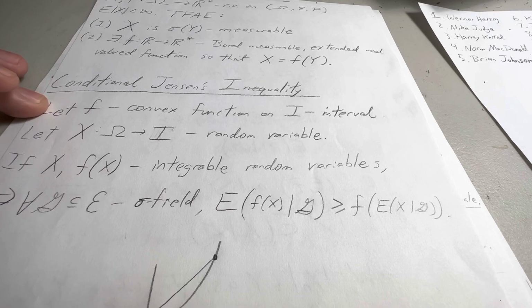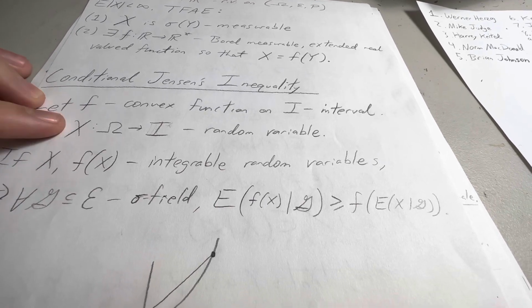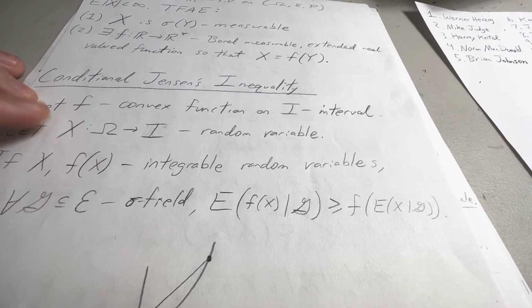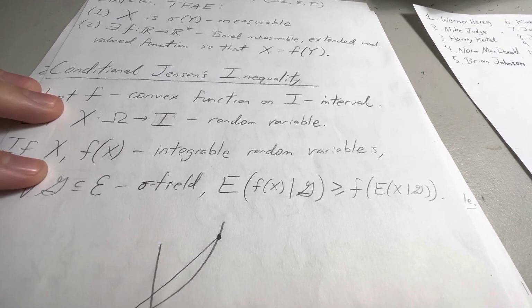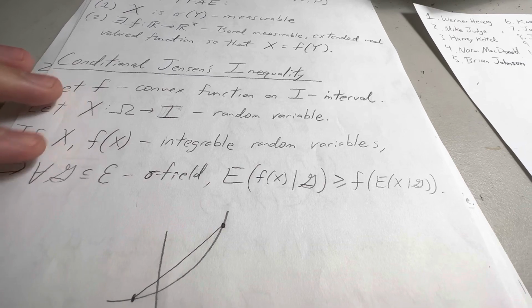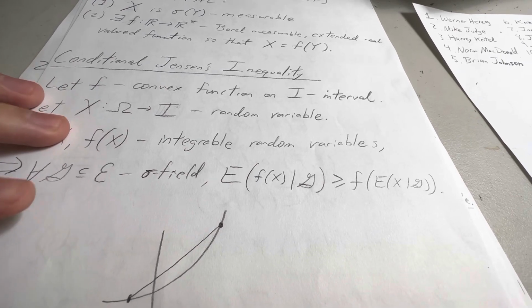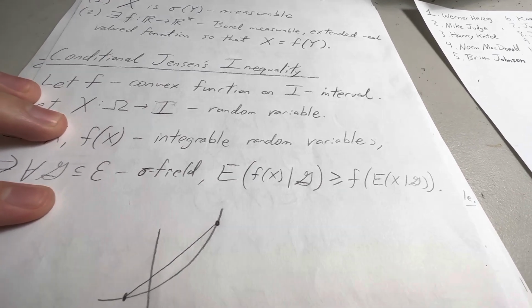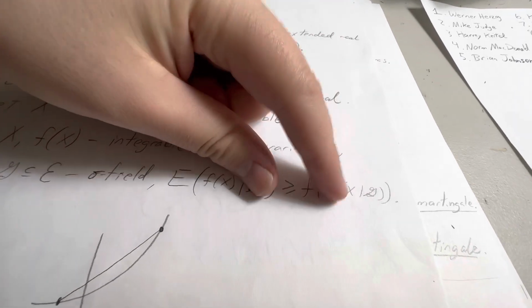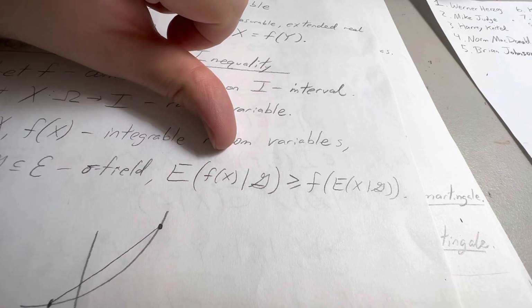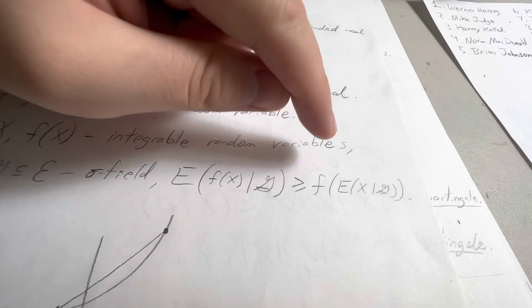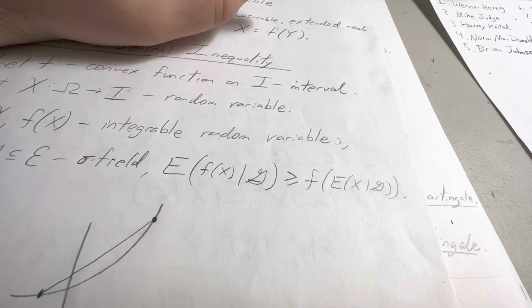If you have f as a convex function on I, and you have X being a random variable that takes values in I, my interval, and you assume that X and f(X) are integrable random variables, then for any sigma field G contained in E, the expectation of f(X) given G is bigger than or equal to f of the expectation of X given G.